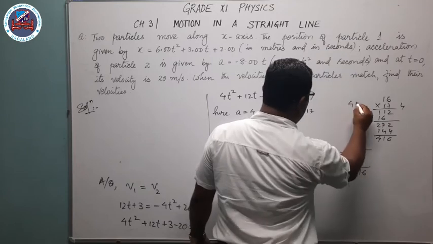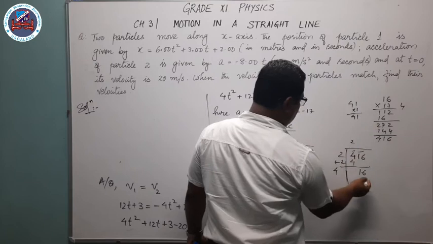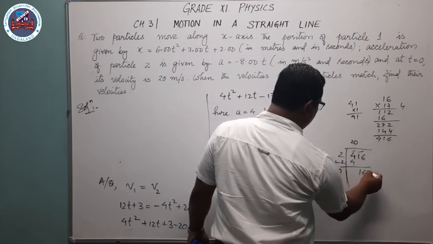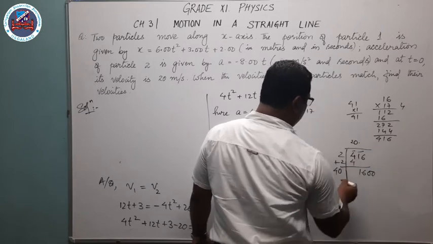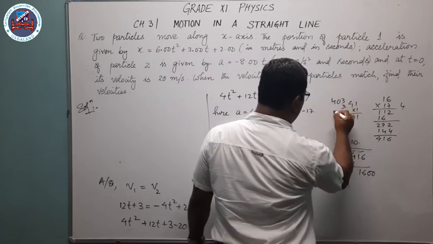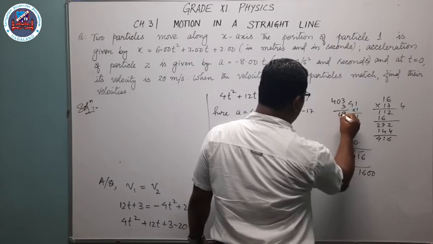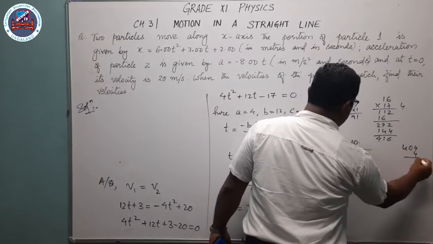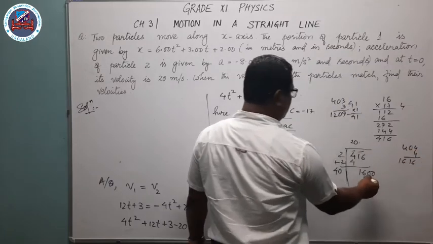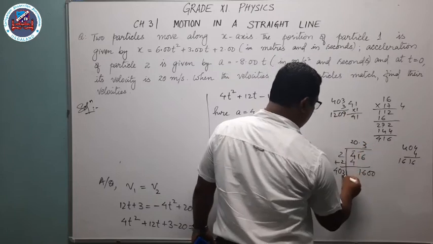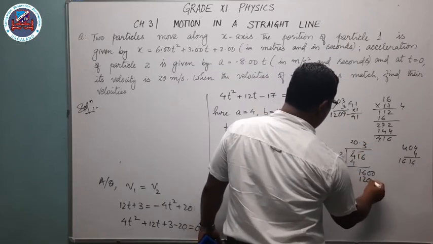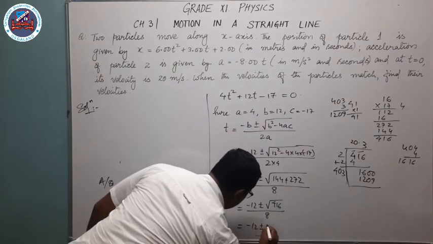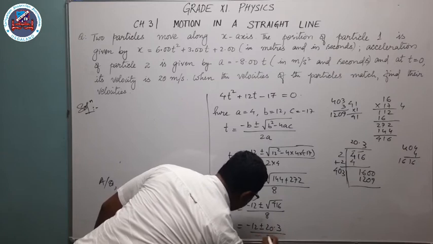On finding the square root of 416, 2 2s are 4, 41 is much smaller, so you put 0 and bring down the next digits, then 1 decimal will come. 3 times will come out, 4 0 4 times 16. This will be bigger, so 3 will be taken. So it is minus 12 plus or minus 20.3, divided by 8.